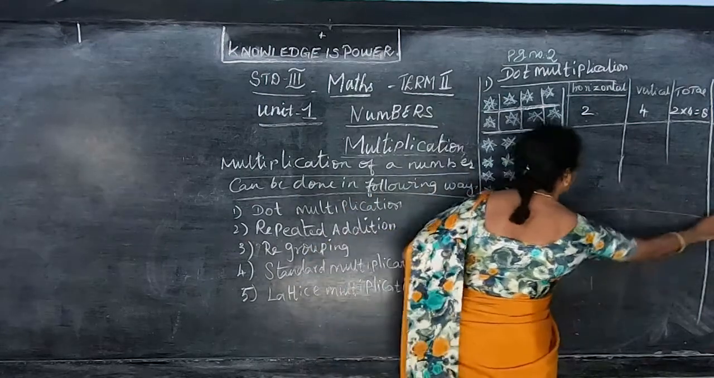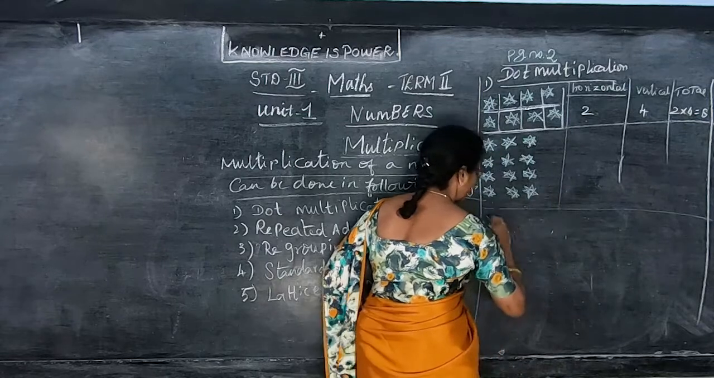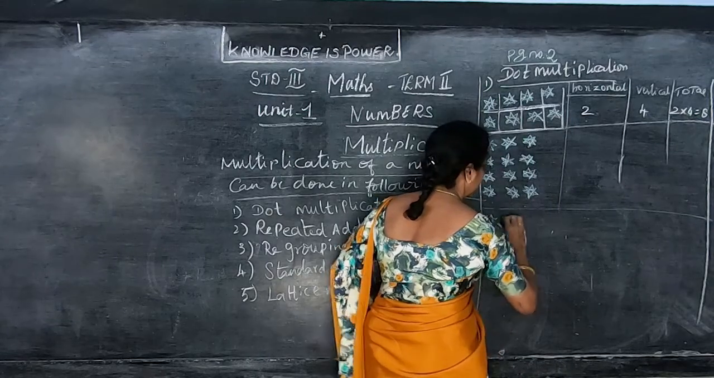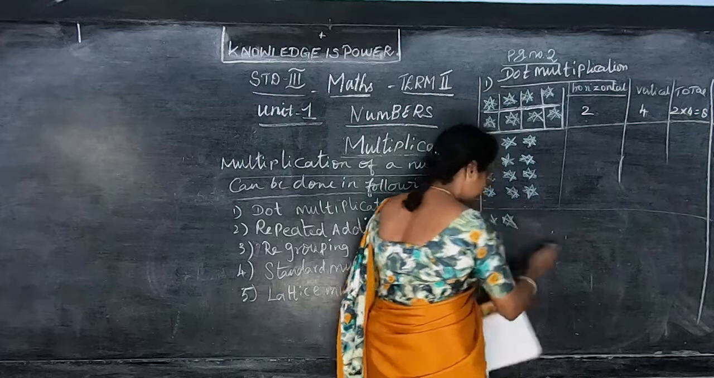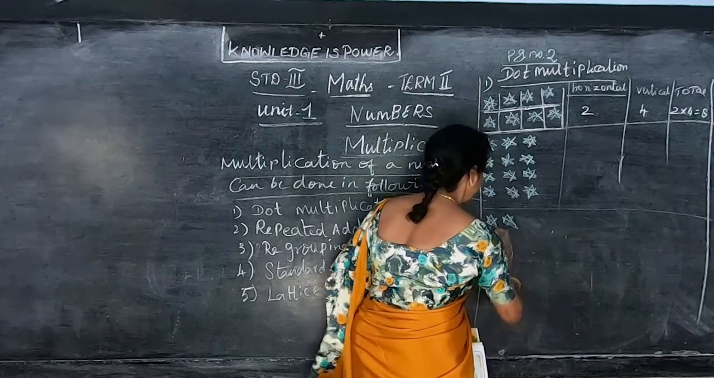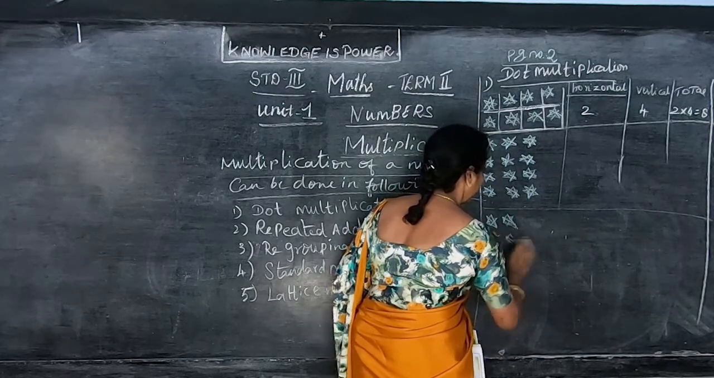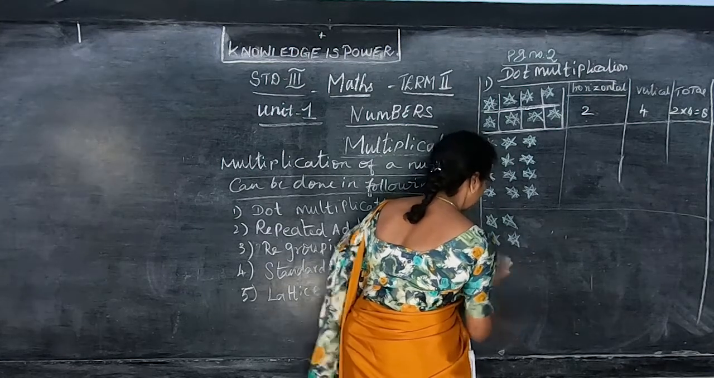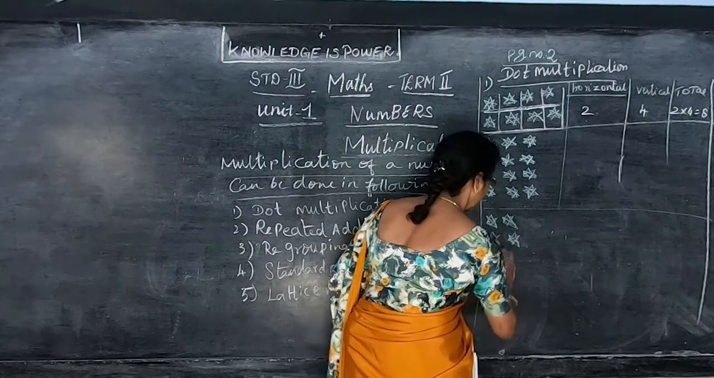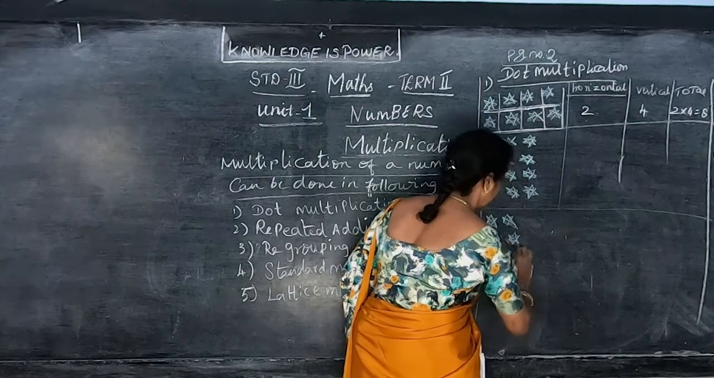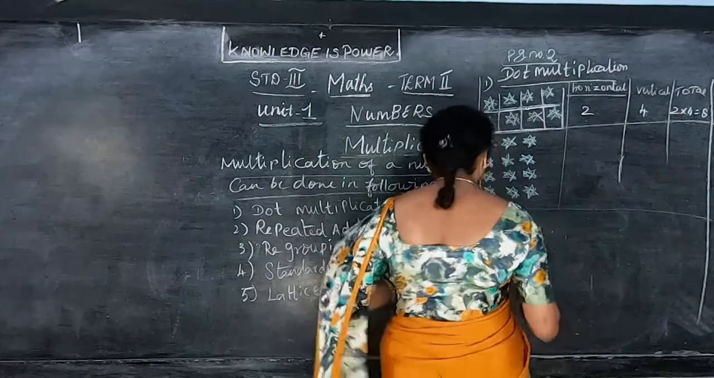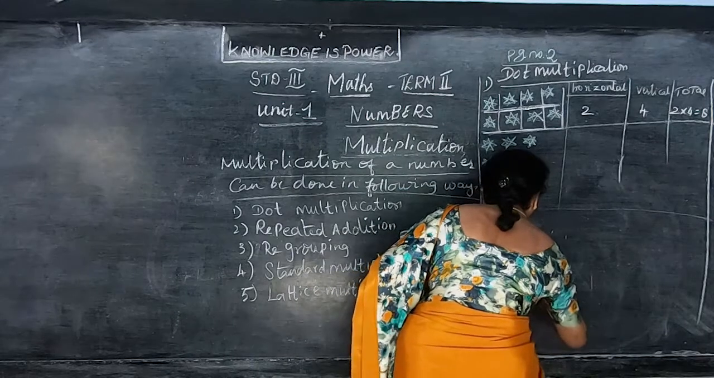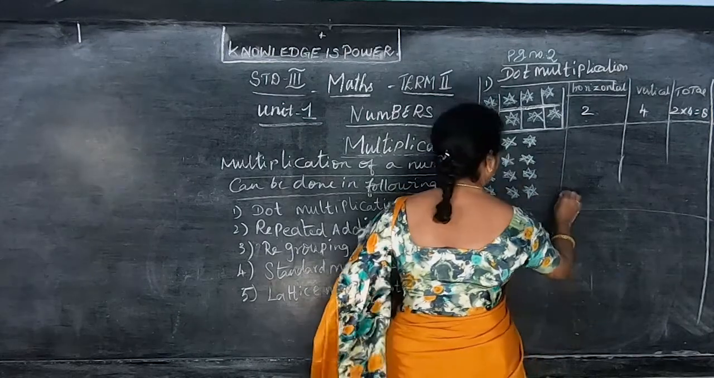Then 2 stars. So I am giving only the examples, so you can see in your book, and if there is any leftover, you can do it by yourself, children. So this is it.